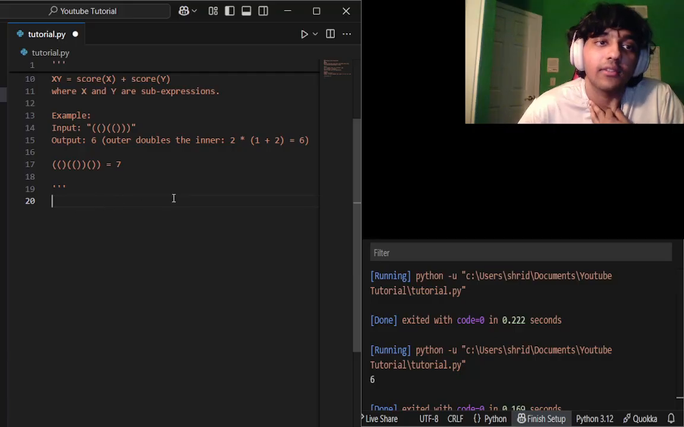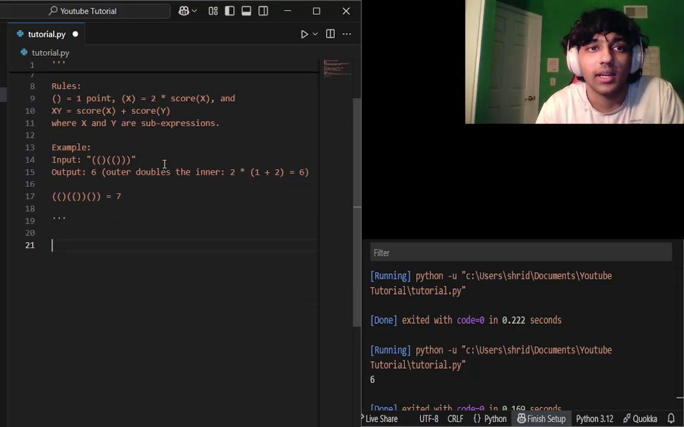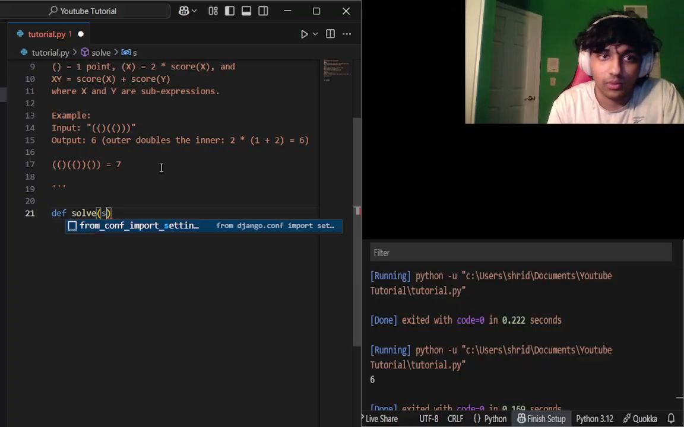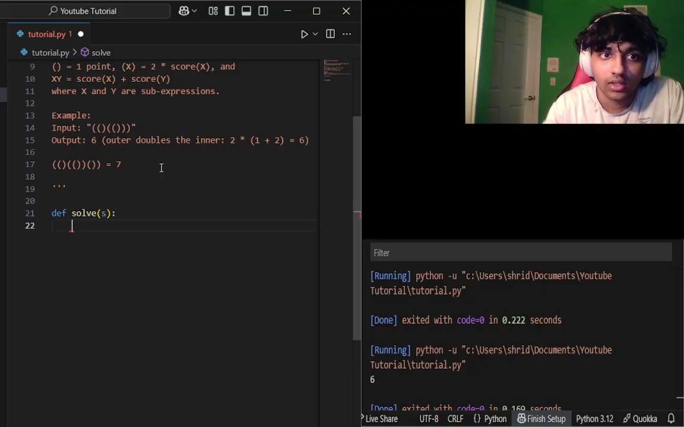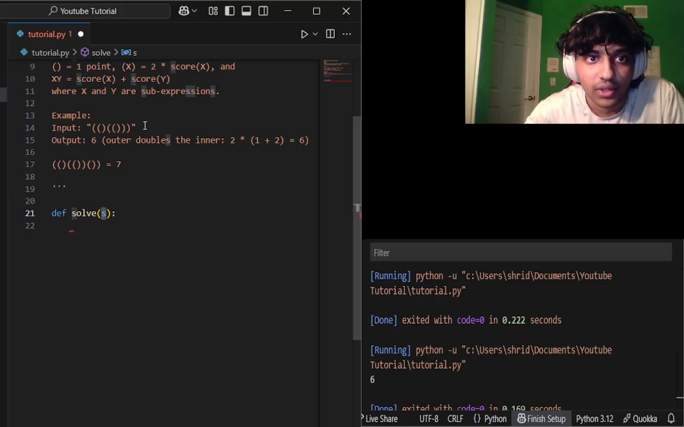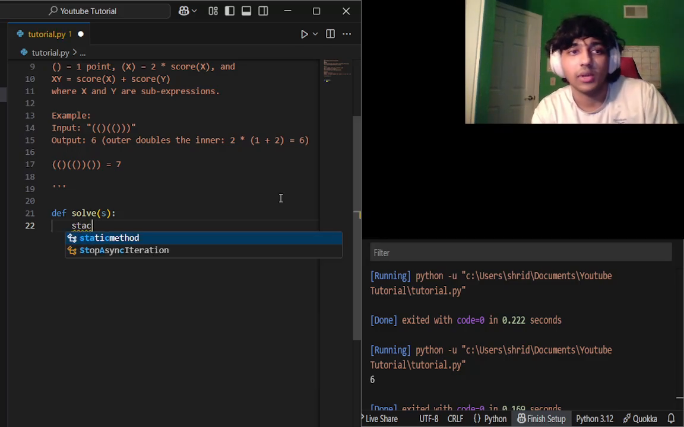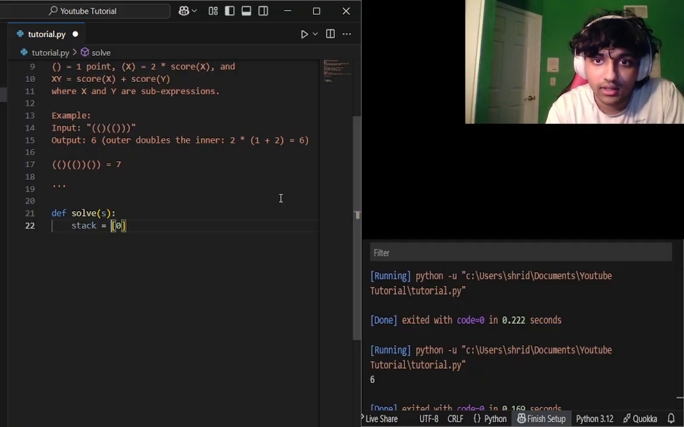Let's get to the code to explain the first part. So we're going to have a function called solve, and then we're going to have a string variable. So let's say we're going to call it s for now. So obviously the input is going to be the string of the parentheses like this, and the output is going to be an integer. But first, let's create a stack with the base score. So there's going to be a base score of 0.